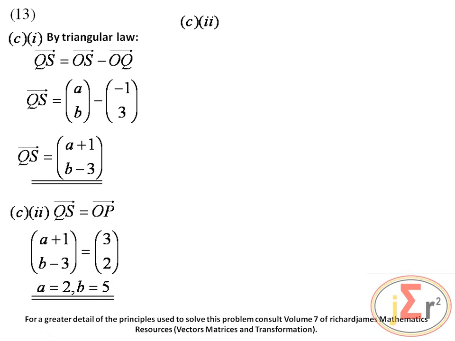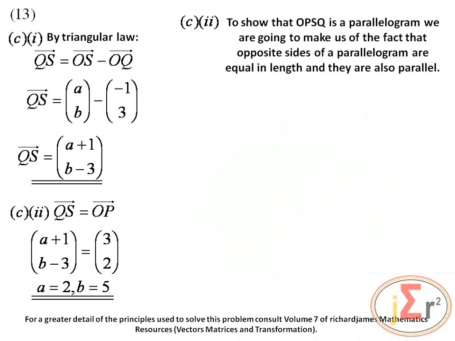Using a vector method, show that OPSQ is a parallelogram. To show that OPSQ is a parallelogram, we are going to make use of the fact that opposite sides of a parallelogram are equal in length, and of course they are also parallel.